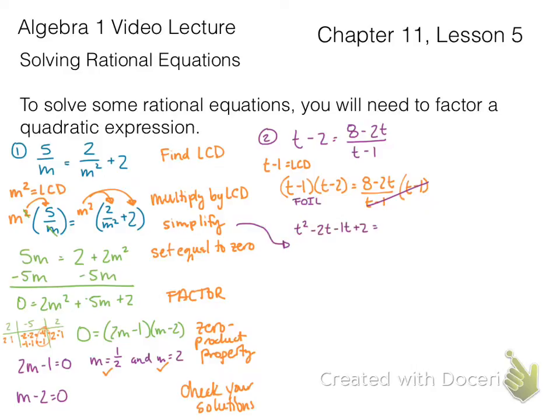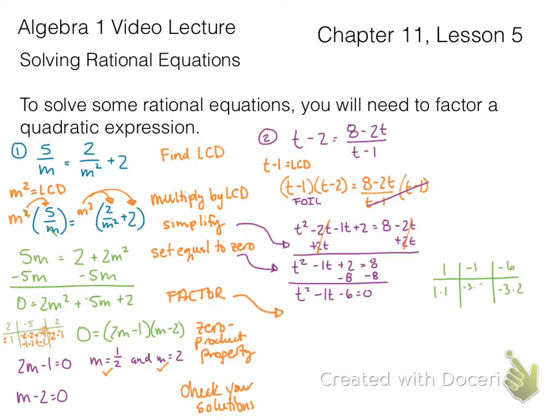I'm going to FOIL. Now I didn't quite simplify the FOIL, mainly because I knew that I'm going to add that 2t on both sides, and it's going to cancel out the 2t on the other side. Then I'm going to end up with t squared minus 1t plus 2 equals 8. I need to set equal to 0. Then I need to factor.